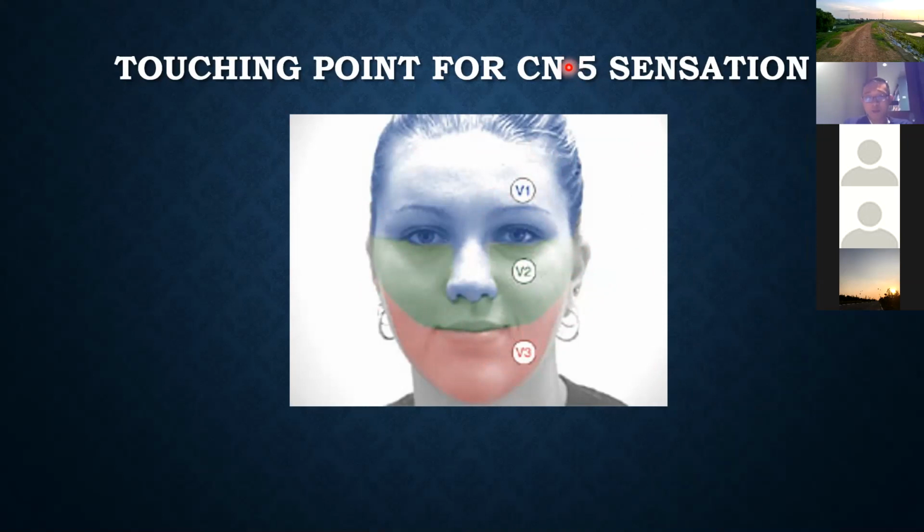So what is the name of cranial nerve number 5? Just a quick recall for you guys. Trigeminal. Good. I already gave you the hint here. Trigeminal, 3 branches. Tri means 3, right? Bi means 2.